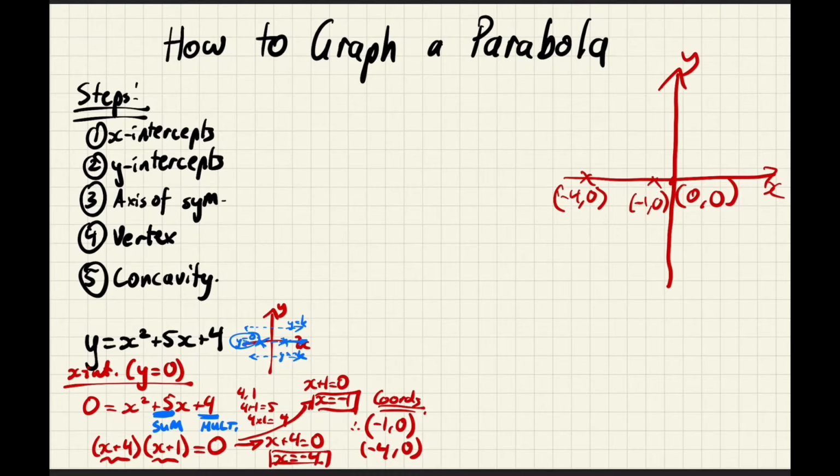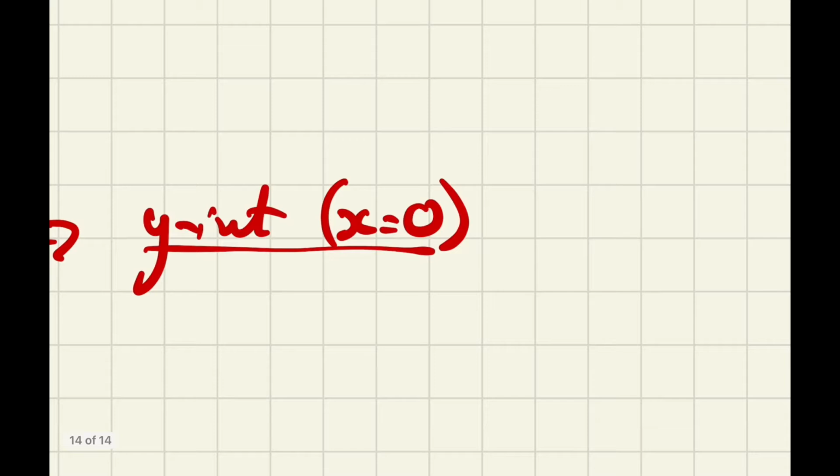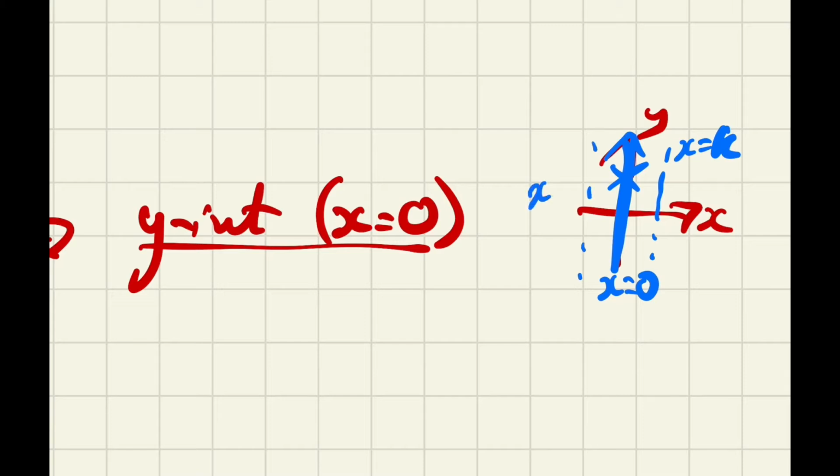Now what we need to do is find our y-intercept. For our y-intercept, what we need to do is make x equal to 0, because looking at our Cartesian plane, here's our y-axis, and we need to consider the intercepts along that y-axis. That's where x is equal to 0. So you have x equal to a random number k here, and then x equal to another random number here. X equals 0 falls on the y-axis. So that's why we set x equal to 0 to find where our graph intersects the y-axis.